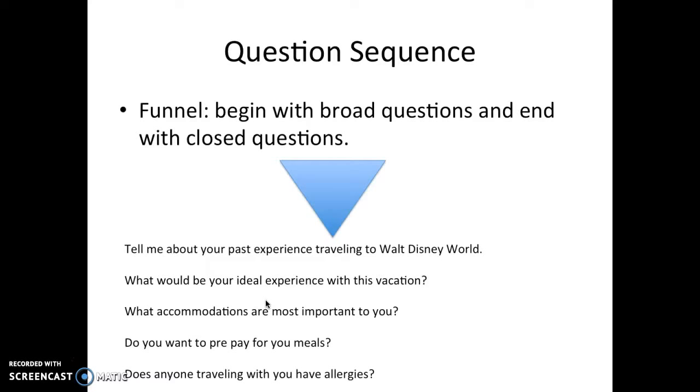This is a very common sequence, especially if you're looking to reduce uncertainty in an interview, if it's someone that you don't know very well, or it's a topic that may be new that you're trying to discuss. You may want to start very broad and then work your way into more specific questions.